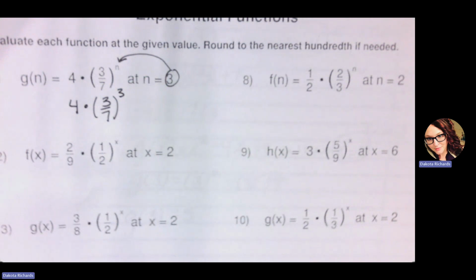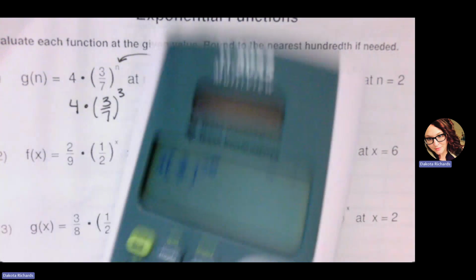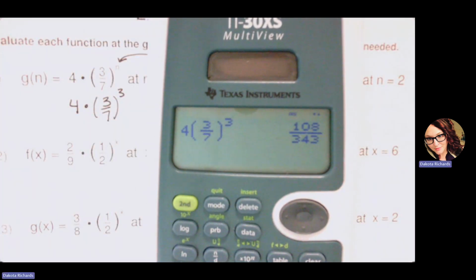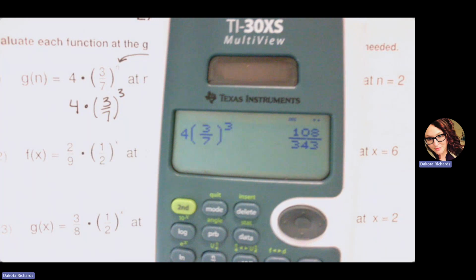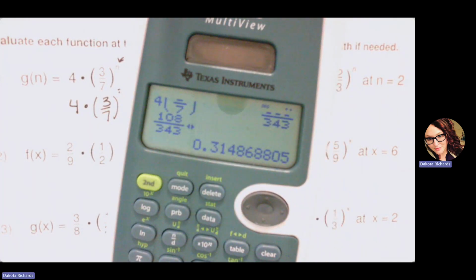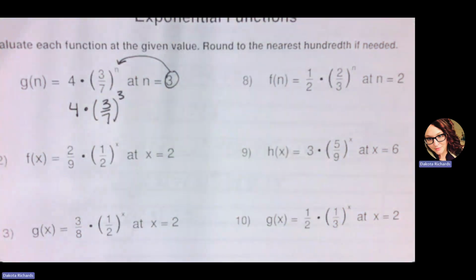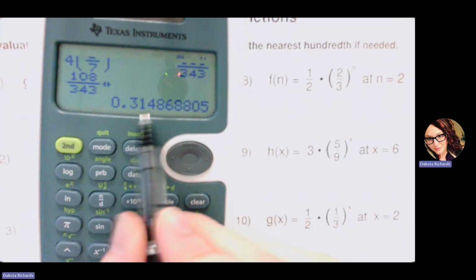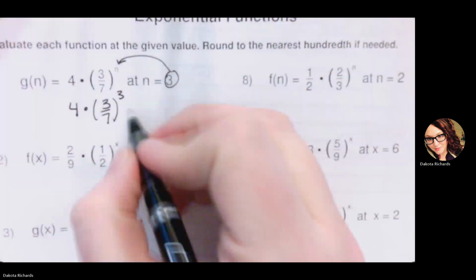And your directions say round to the nearest hundredth if needed. So if we had 4 times 3/7, and then raised to the third power, it should look something like that. You get this fraction, 108/343. But I want the decimal, so there we are, 0.314. The 1/4 rounds to 10 instead of 20, so 0.31.